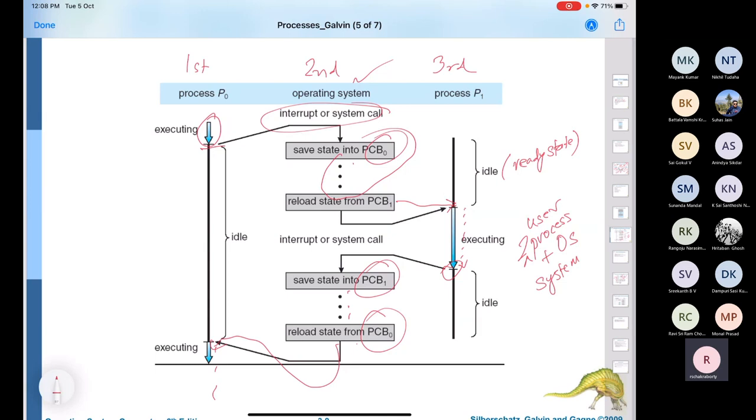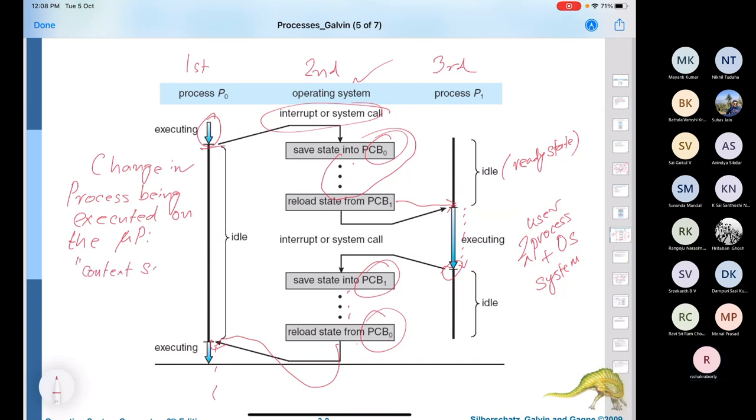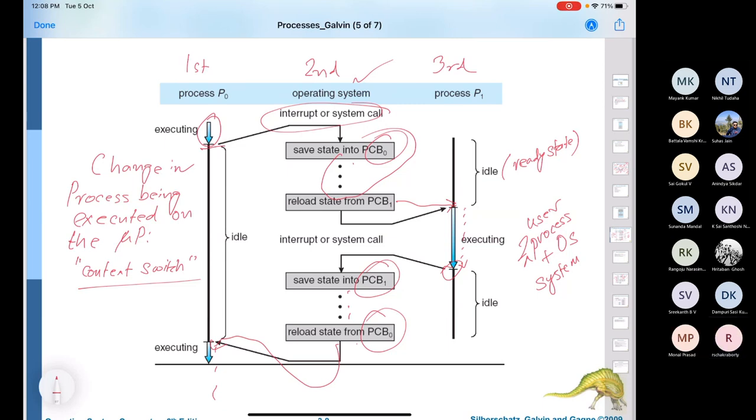This change in the process being executed on the microprocessor is called a context switch. A context switch is an overhead. It does not perform any useful work as such.